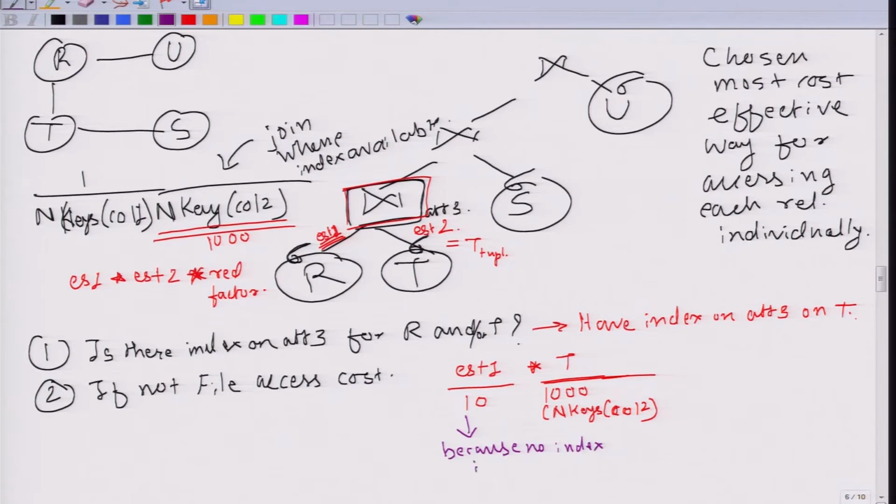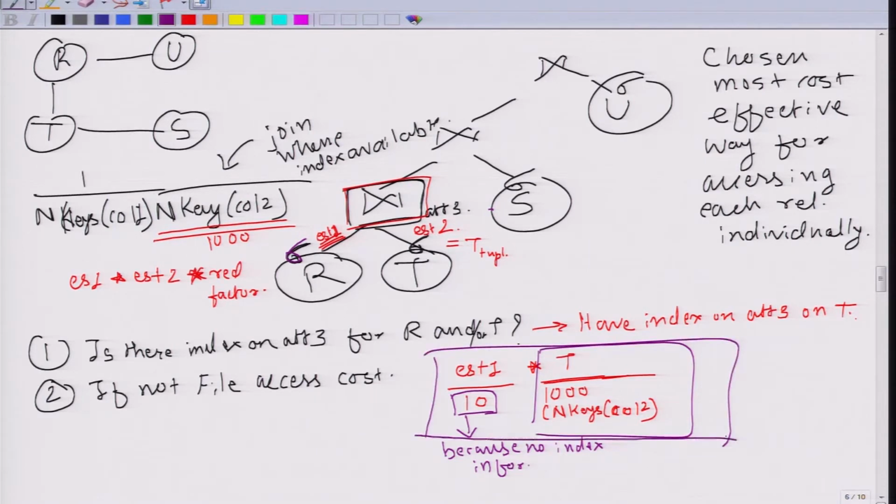because no index information is available. So for this join, now my cost estimation is going to be the estimate 1, that is after the selection application on R, whatever the number of tuples that get generated, into the tuples that will get generated from the right hand side, which is T, divided by the n keys column 2, and then on top of that I am going to apply the reduction factor 10% because I don't have the index available on attribute 3.